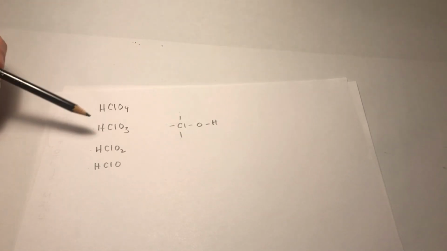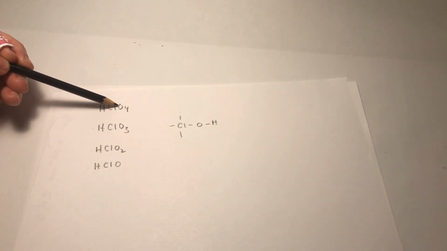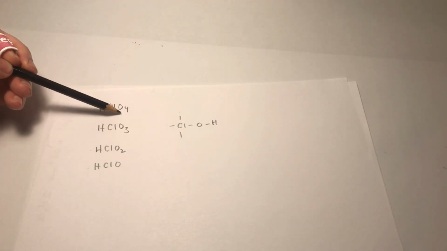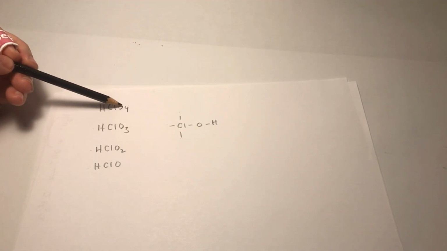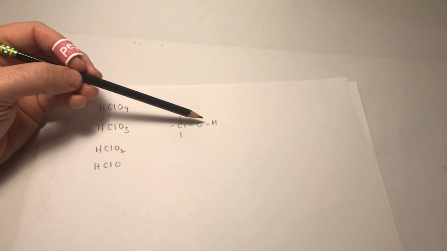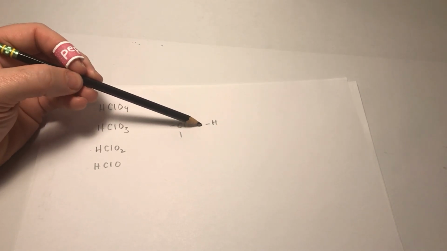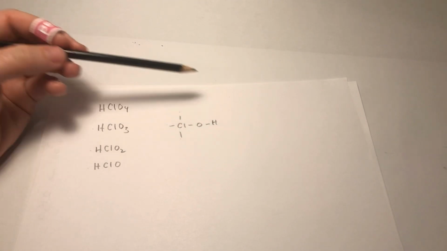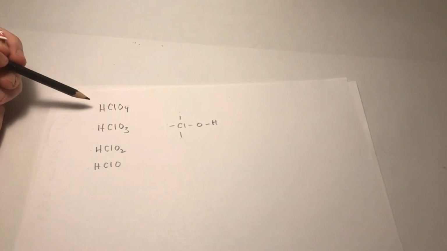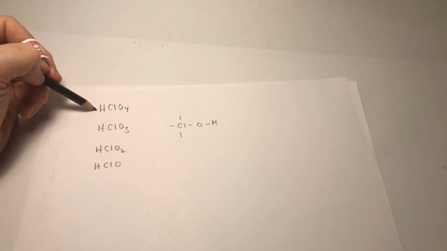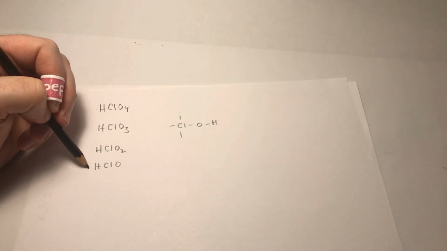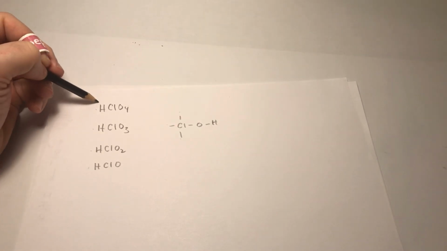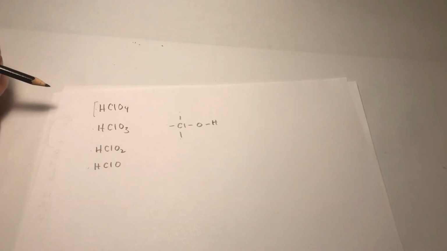And so the rule is, as you increase the number of oxygen atoms in the oxoacid, the bond between oxygen and hydrogen becomes more and more polar, and therefore it becomes easier to donate that proton away. So of this list, perchloric acid is the strongest acid, and hypochlorous acid is the weakest acid. In fact, perchloric acid is the strongest acid that we'll encounter in the lecture.